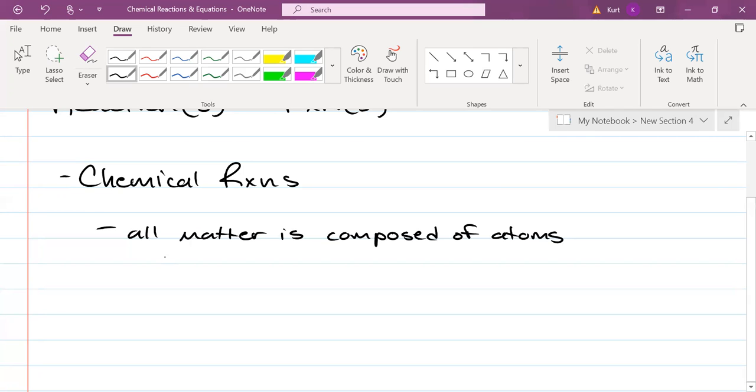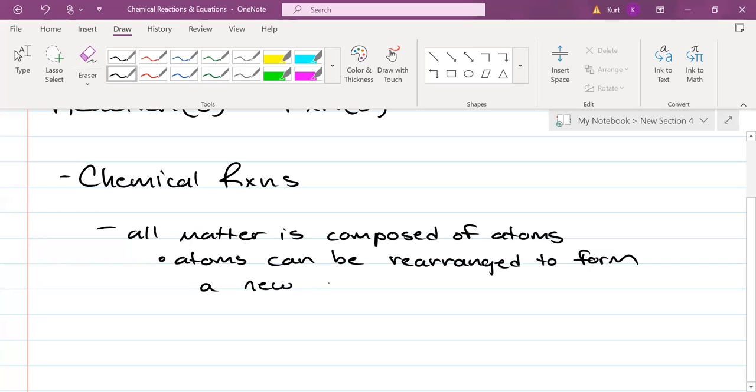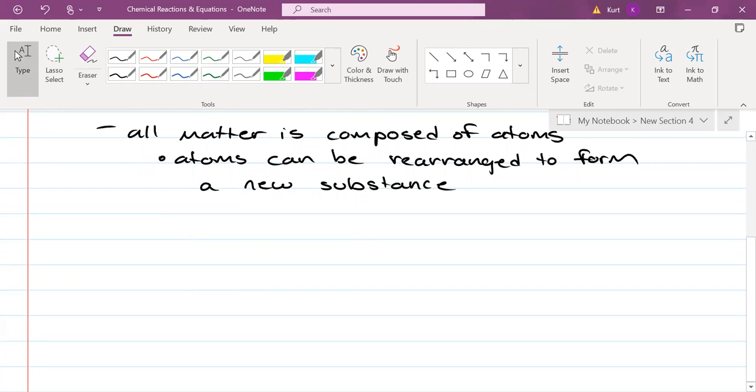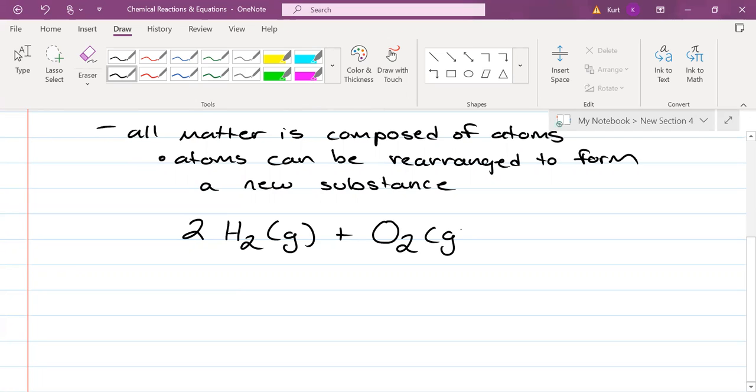All right? Well, whenever these atoms are rearranged, atoms can be rearranged to form a new substance. For example, something that you're going to see today, I could have two molecules of hydrogen gas. I could have one molecule of oxygen gas. And that can yield two molecules of water as a liquid. That is called a chemical equation or a chemical reaction. I want you to notice that the same elements, hydrogen and oxygen, are on both sides of the reaction.